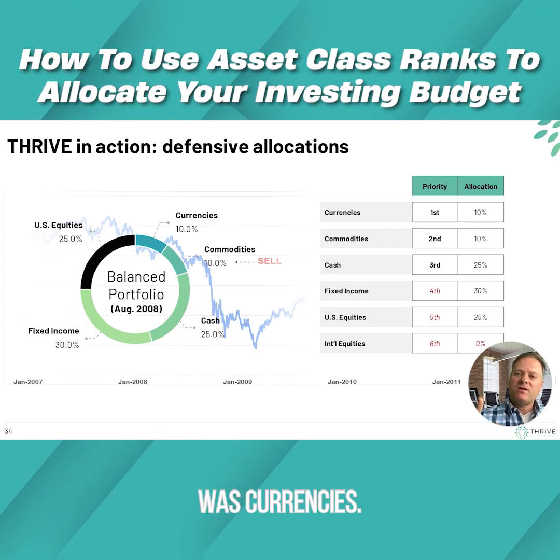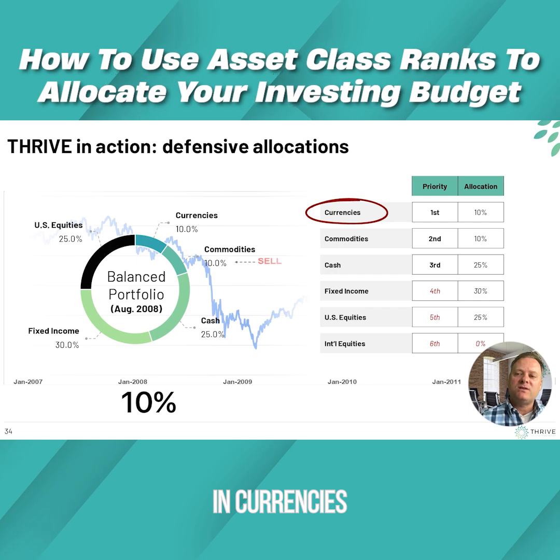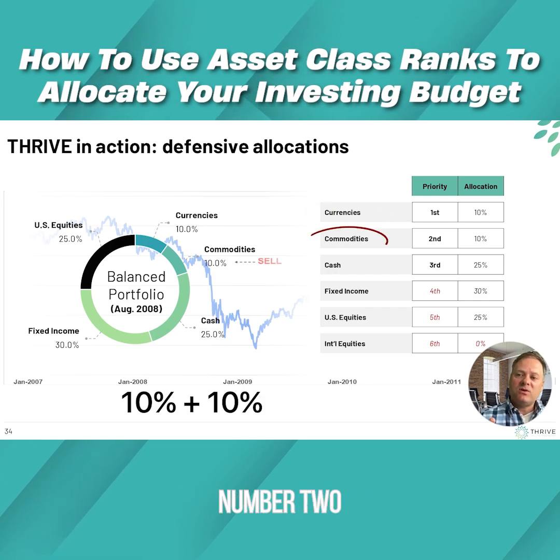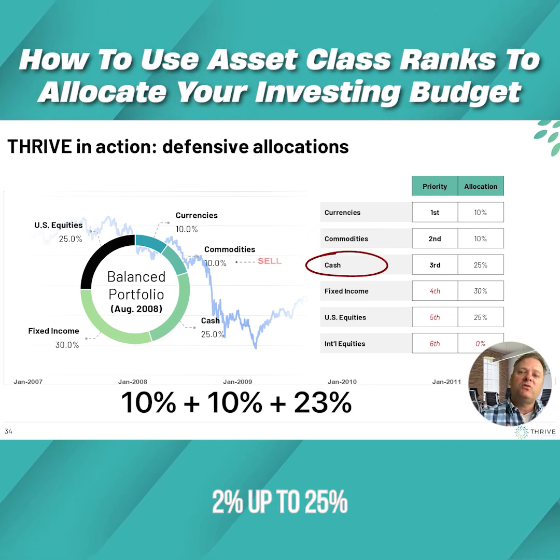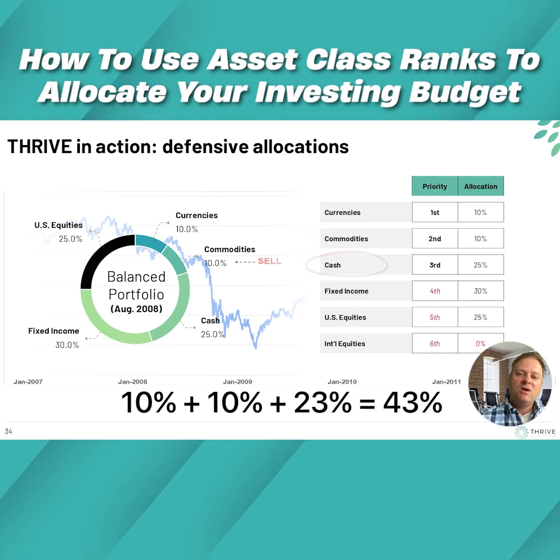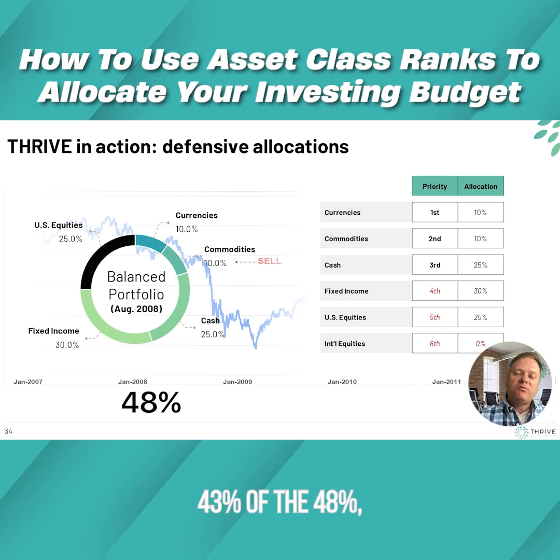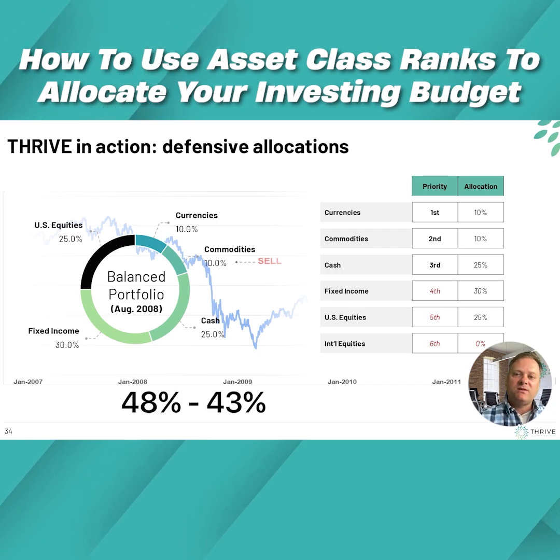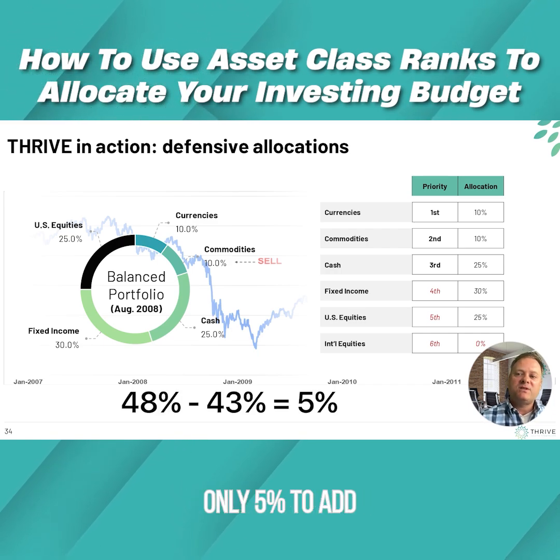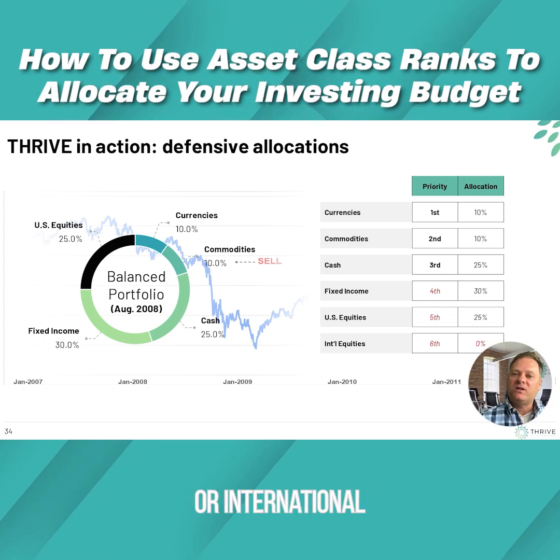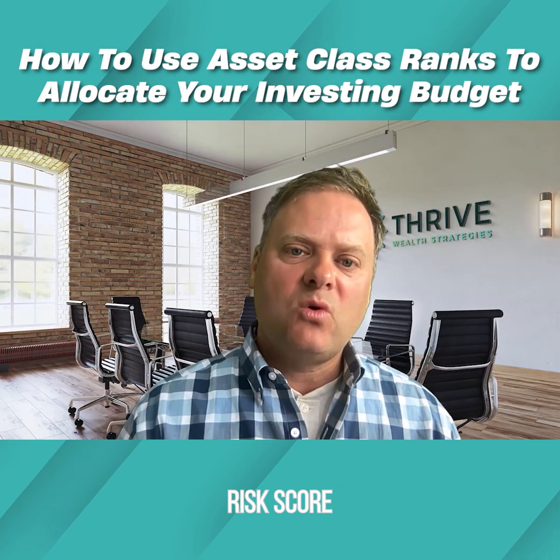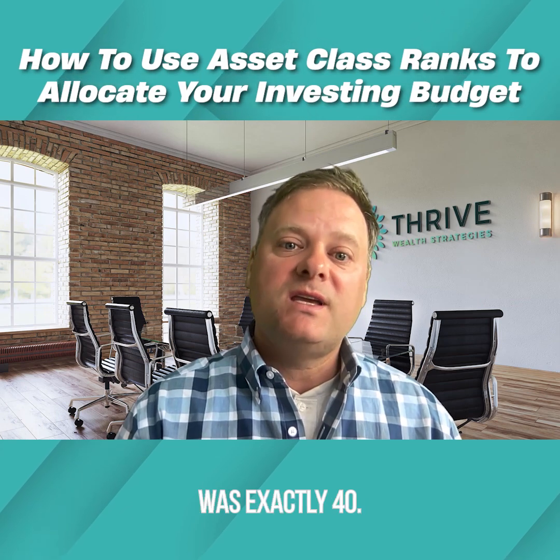Number one ranked was currencies. The maximum we can have in currencies on our moderate portfolio is 10%. Commodities was ranked number two with a 10% maximum. Cash went from 2% up to 25%. So we've already spent 43% of the 48%, therefore leaving only 5% to add to our fixed income and nothing to add to the US or international equities. The associated risk score of this portfolio was exactly 40.